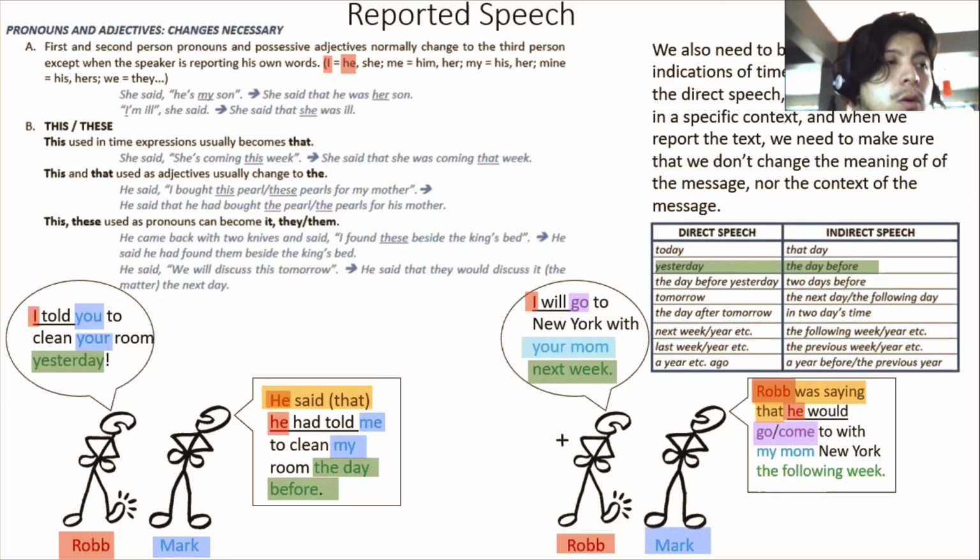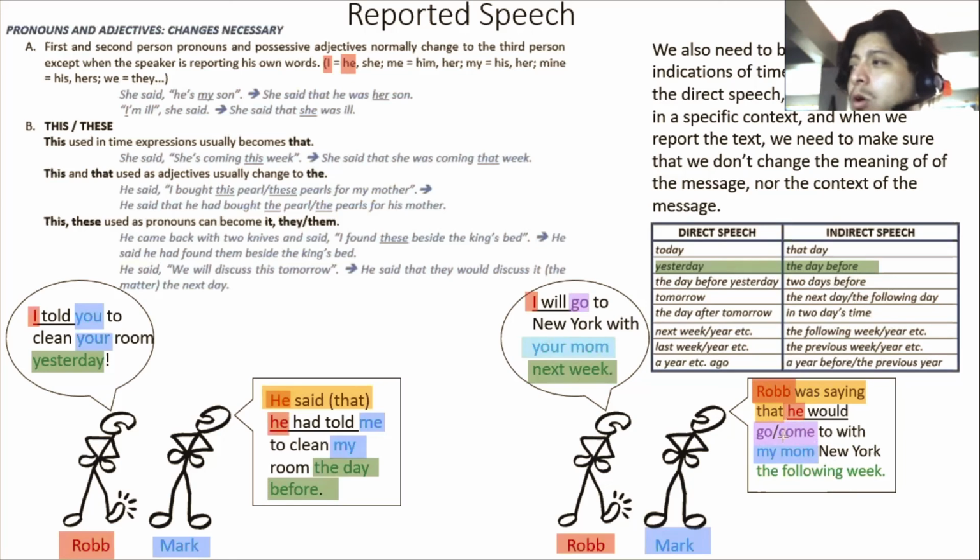También aquí, cuando Rob dijo your mom, se refería a la mamá de Mark. Cuando Mark se refiere a la mamá de Mark, a su propia mamá, no le dice your mom, le dice my mom, ¿ok? El your cambió a my, ¿sí? Para que siga hablando de la misma persona. La persona que va a ir a Nueva York con Rob no es la mamá de Rob, es la mamá de Mark. Rob está diciendo tu mamá, la mamá de Mark. Y Mark está diciendo mi mamá, la mamá de Mark. Eso es lo importante. Lo importante es que el mensaje se mantenga, ¿sí? Lo importante no es que no cambiemos palabras, lo importante es que no cambiemos el significado del mensaje.